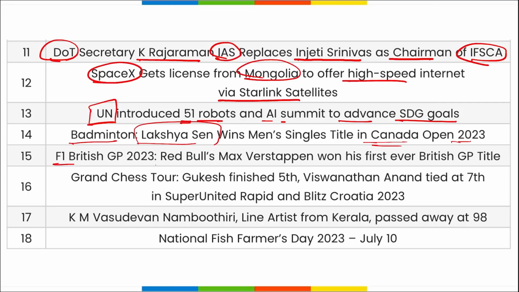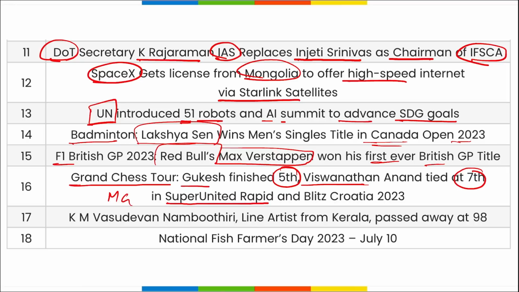F1 British Grand Prix was held, and Red Bull's driver Max Verstappen has won their first ever British Grand Prix title. Grand Chess Tour was held, and Gukesh finished 5th in this, and Viswanathan Anand secured 7th position. And who won this? It was won by Magnus Carlsen, who is the number 1 ranked chess player. He won the Super United Rapid and Blitz Croatia 2023.